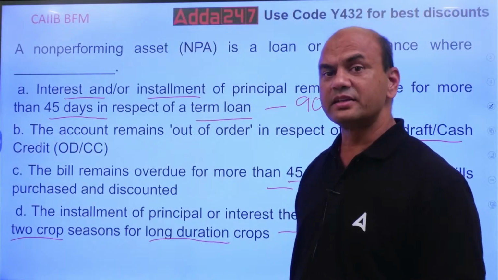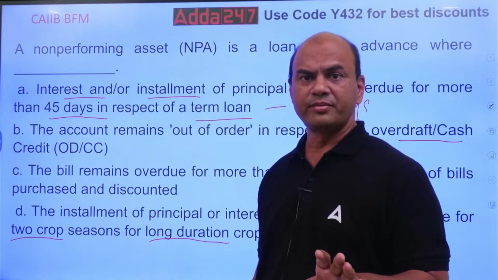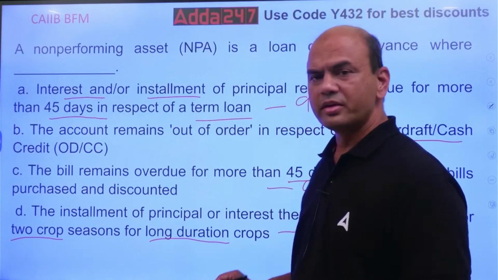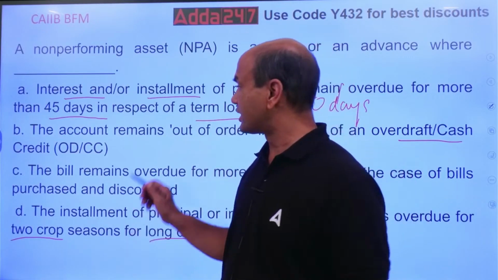In that case, the list is given to you by the bank. It comes from RBI and various institutions. So you need not worry about it. Work as per the list. Don't apply your own brains. So the correct answer is over here.